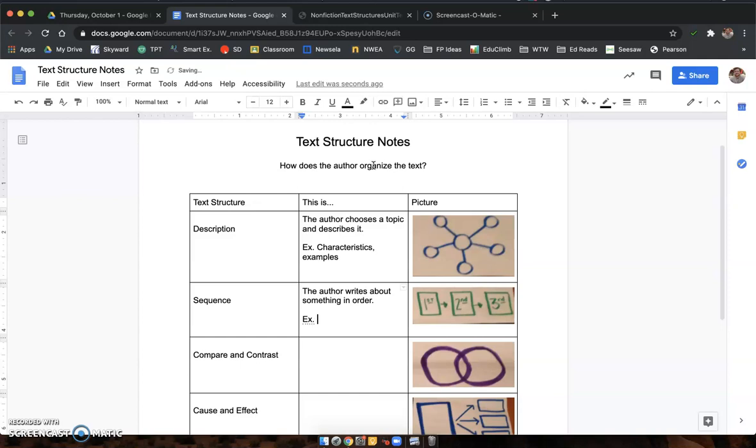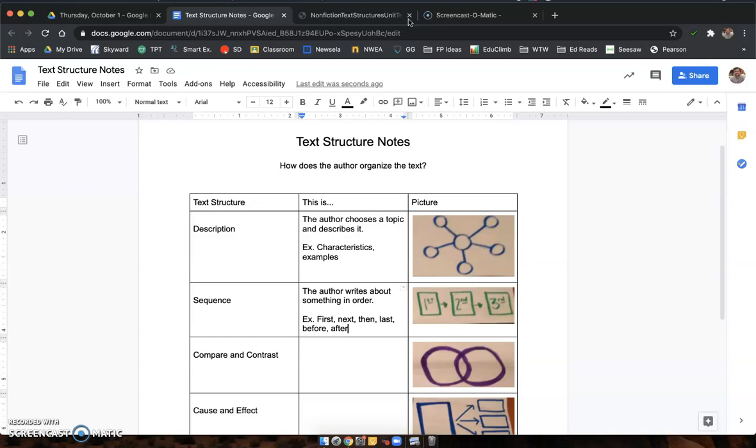And the example of this, what you will see is you will see first, next, then, last, but you might also see the words before, and after. Alright, so you might see the words first, next, then, last, before, and after.